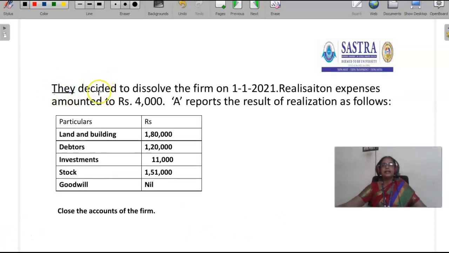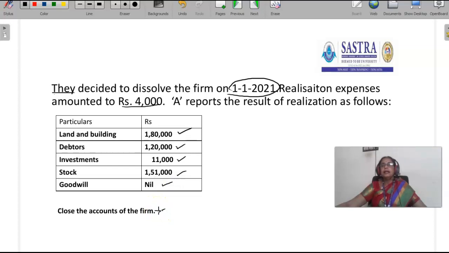The partners decided to dissolve the firm on 1/1/2021. Realization expenses amounted to rupees 4,000. A reports the result of realization as follows. Land and building 1,80,000. Debtors 1,20,000. Investment 11,000. Stock 1,51,000. Goodwill nil. Close the accounts of the firm.